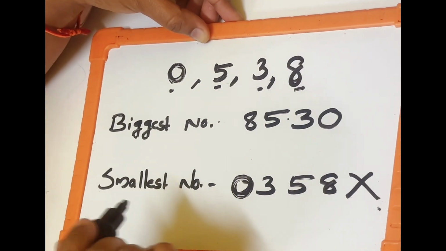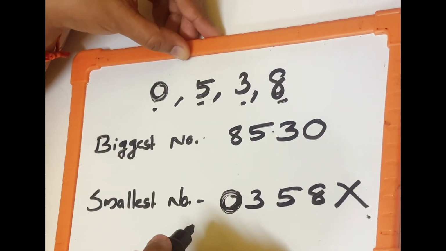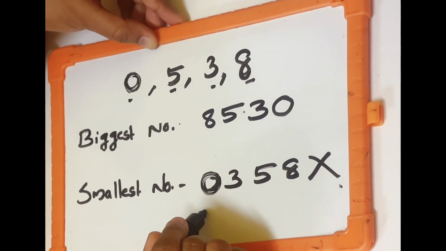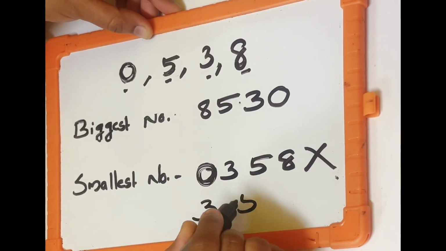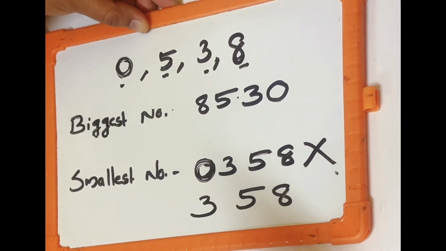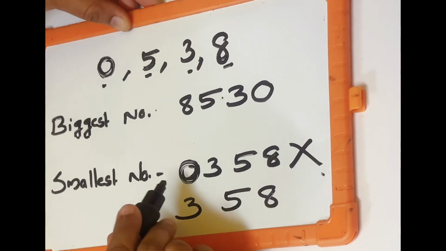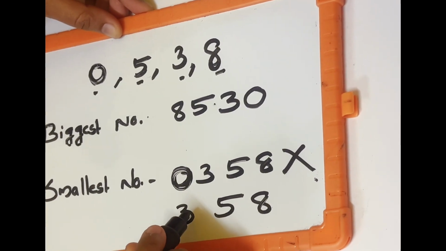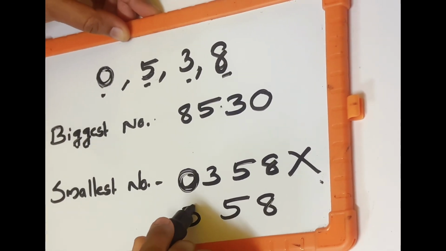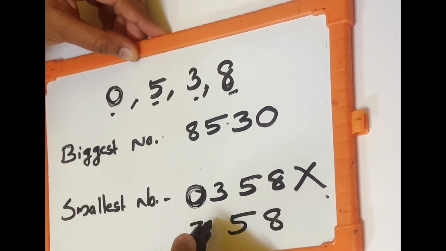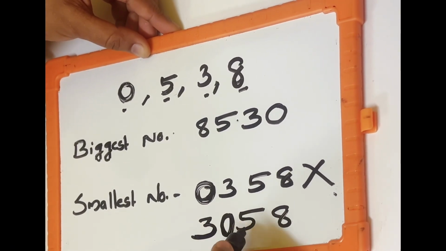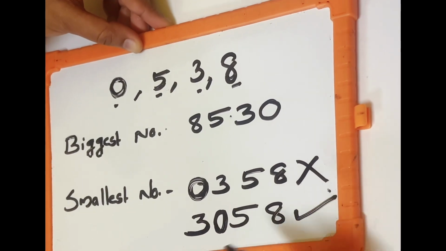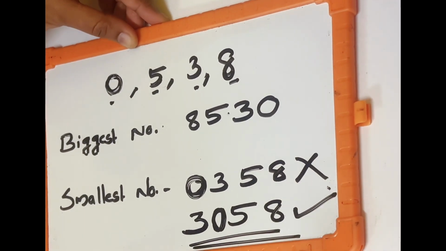For getting the smallest 4-digit number, what do we have to do? We have to write 3, 5, 8. But where do we place 0? We place 0 after the first number. The first number here is 3. So then we place 0 here: 3058. This is the smallest 4-digit number.